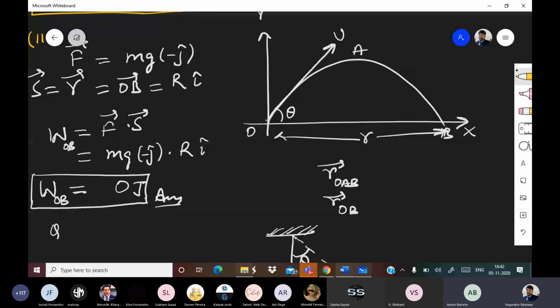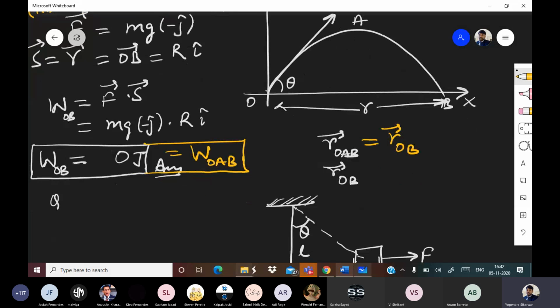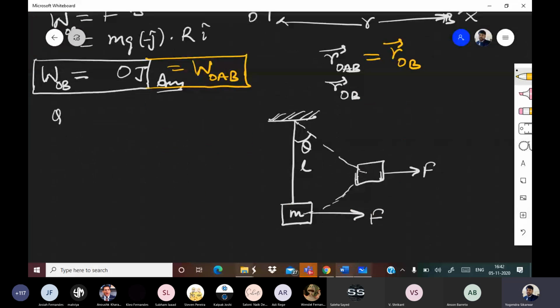It's the same. Obviously. So WOB is equal to WOAB. All right. Okay, sir, understood. Sir, and what about the second part of the question? The second part you need to solve in homework.